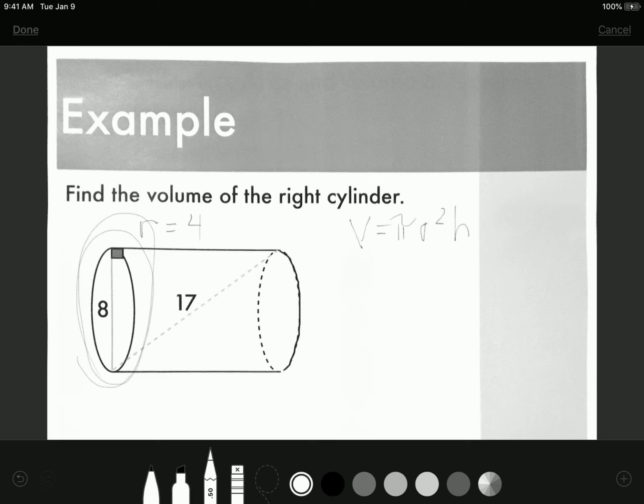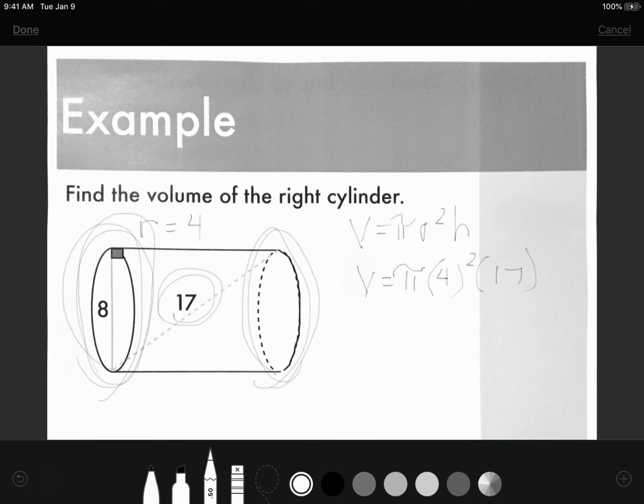Now notice the circle is showing on both sides, here and here, right? That means that our base shape is a circle. And the 17 is the height that we're going to use. So if we plug in our numbers, we get pi times 4 squared times 17.